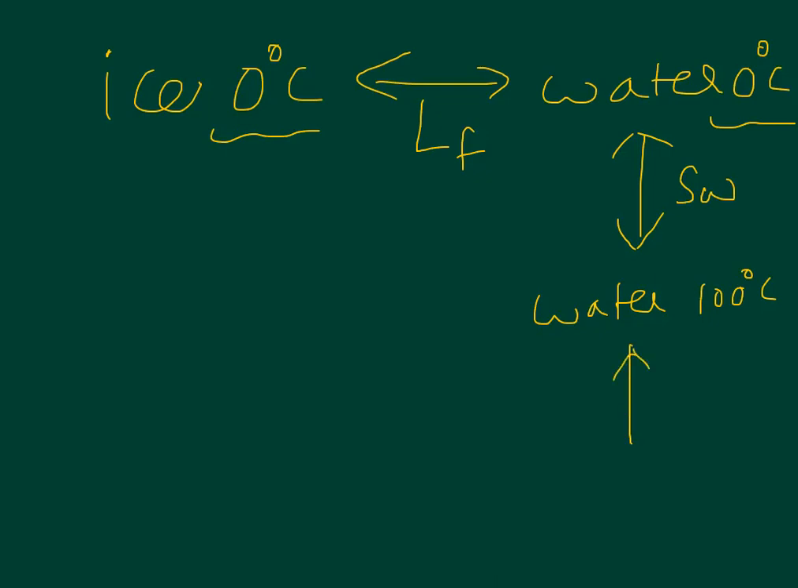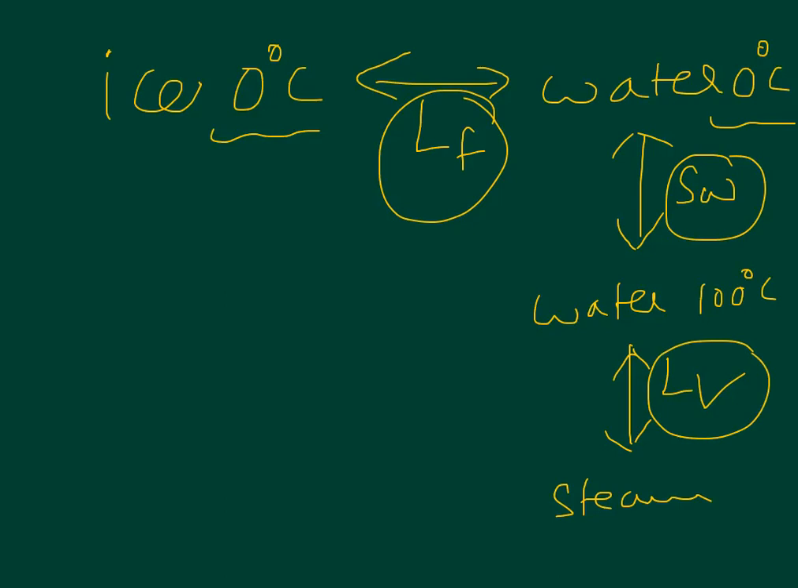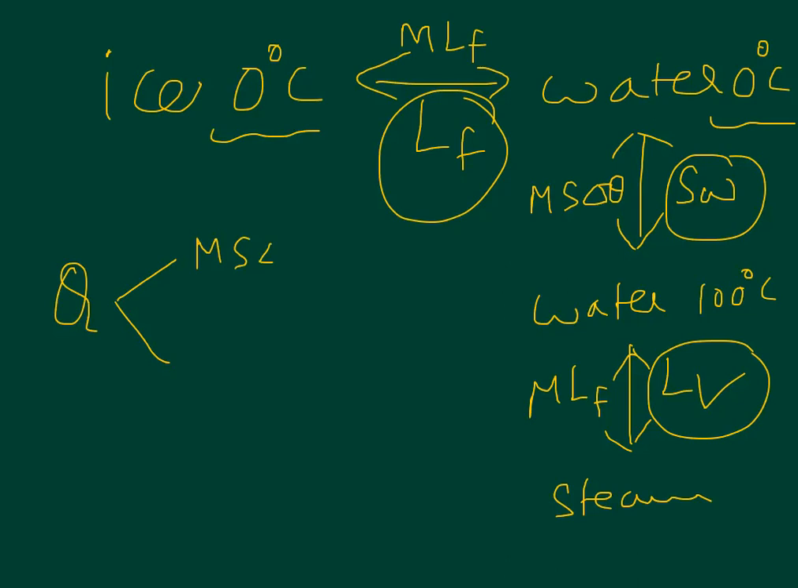Then again from water to steam, we use latent heat of vaporization. So here LF, here SW, here LV. In this situation the formula is MLF, in this situation the formula is MS delta theta, and here again the formula is MLF. So actually we have two formulas for Q: one is MS delta theta, another is ML. Simply write ML, don't write F and V, it can be either F or V.